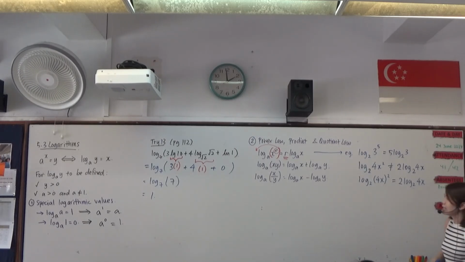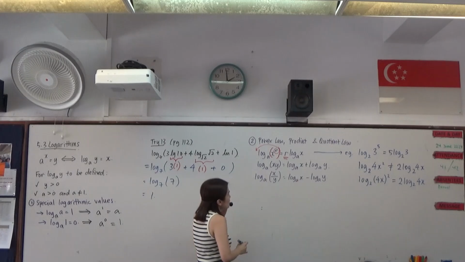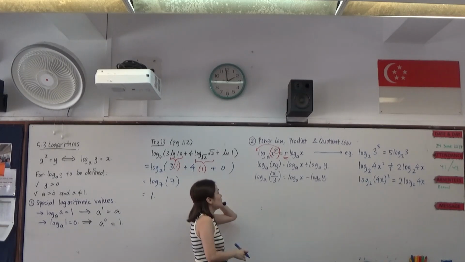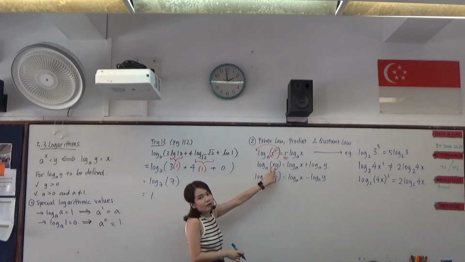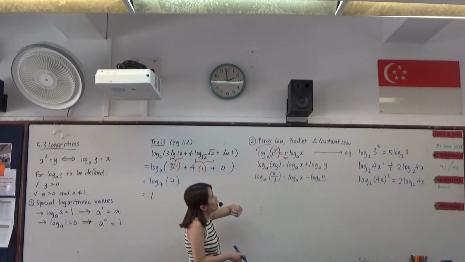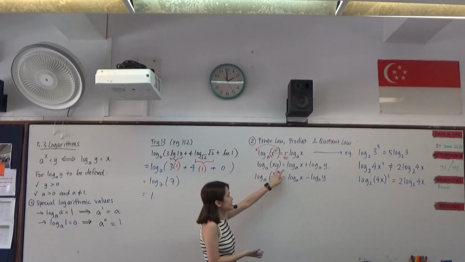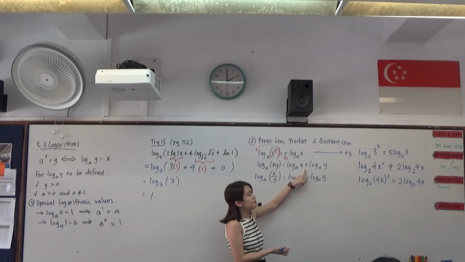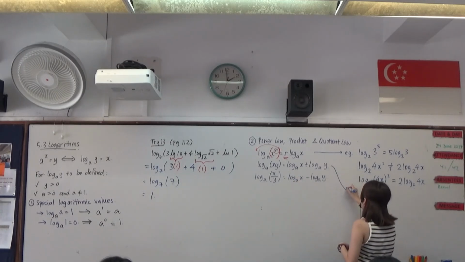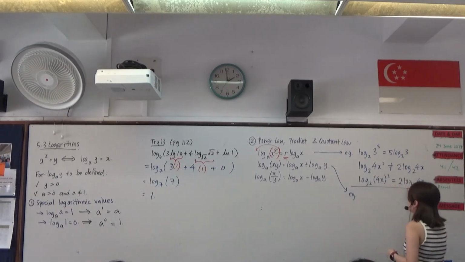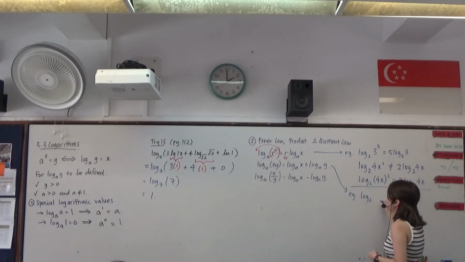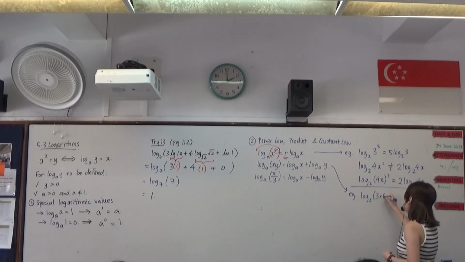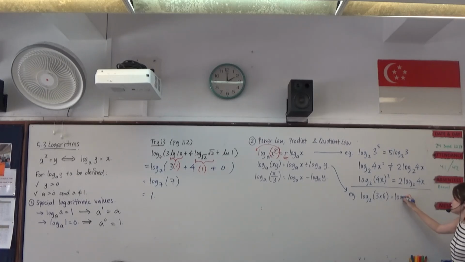Then next we look at the product law. Product law, what are we referring to? We're looking at the product inside the logarithm itself. What happens to it? It's not very intuitive. It doesn't become a multiplication of two logarithms. It becomes a sum of two logarithms. So what I mean is that if I have log base 2 of 3 times 6, I can write it as log 3 base 2 plus log 6 base 2.